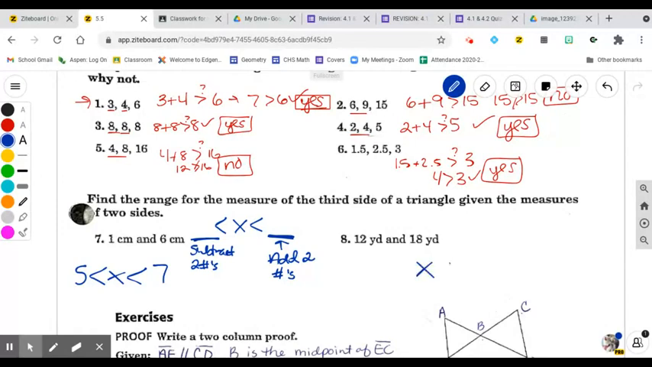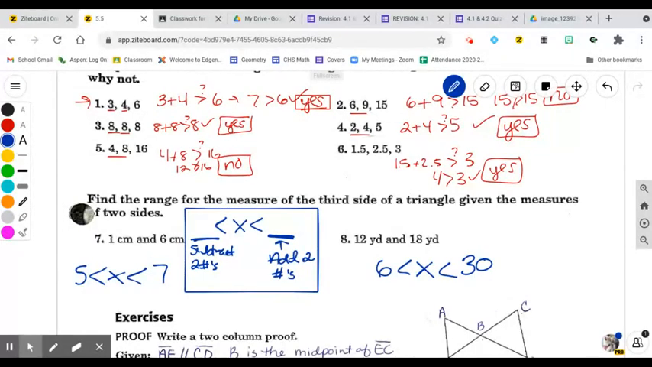This next one, I always just start off by putting my notation. So if I were to subtract them, 18 minus 12 is 6, and then 18 plus 12 is 30. So for this one, it would have to be greater than 6, but less than 30. So that's what you do for this type.